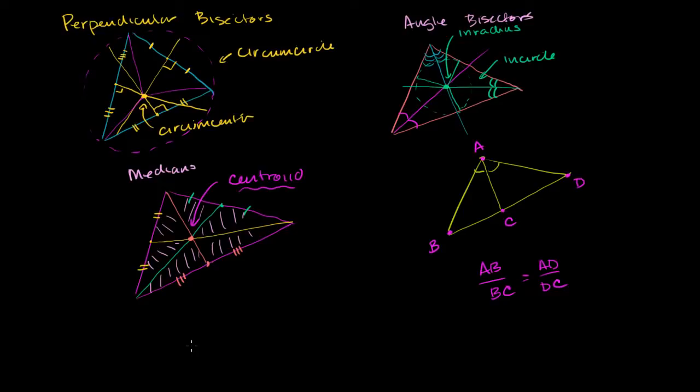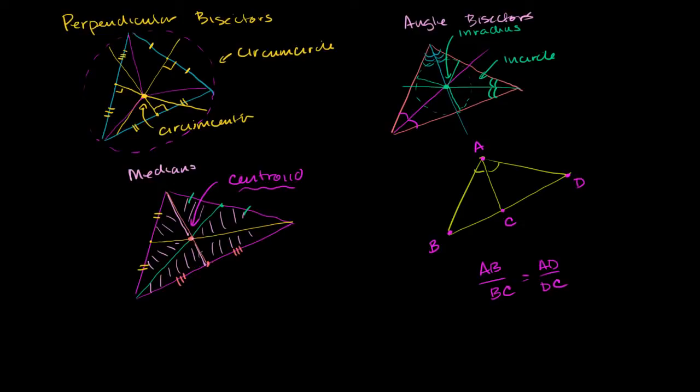The other thing that we learned about medians is where the centroid sits on each of the medians. It's 2/3 along the median. So the ratio of this length to this length is 2 to 1. Or this is 2/3 along the way of the median. This is 2/3 of the median. This is 1/3 of the median. So the ratio is 2 to 1.